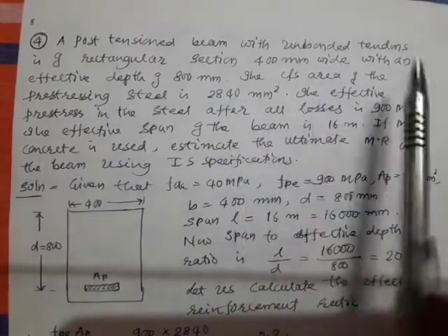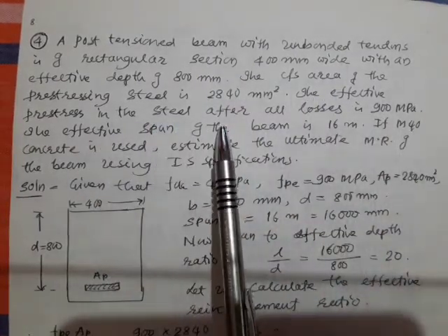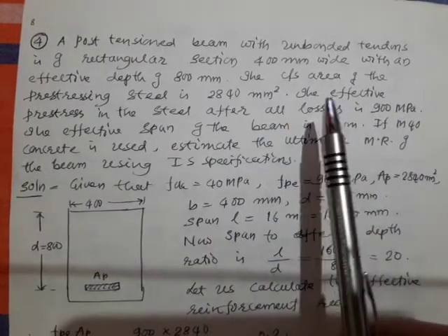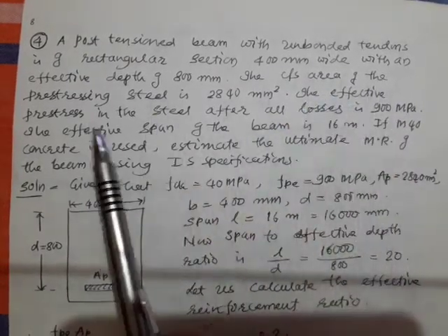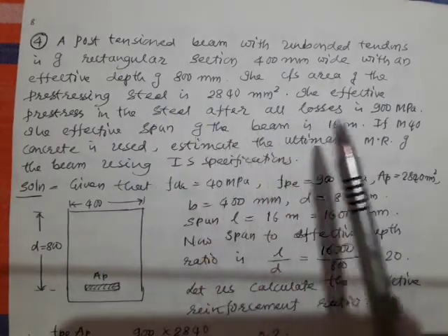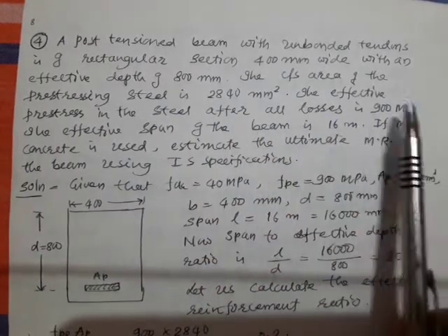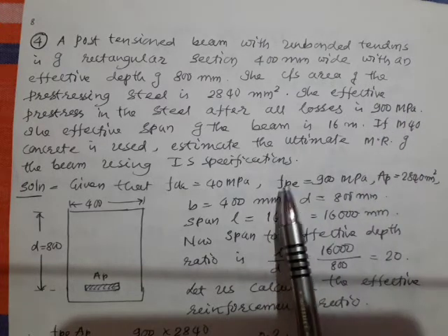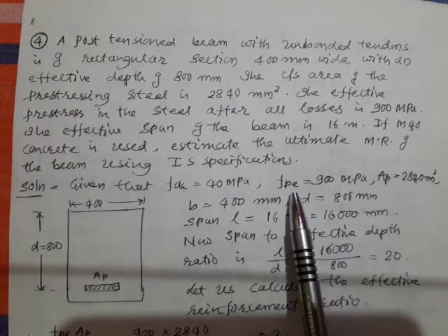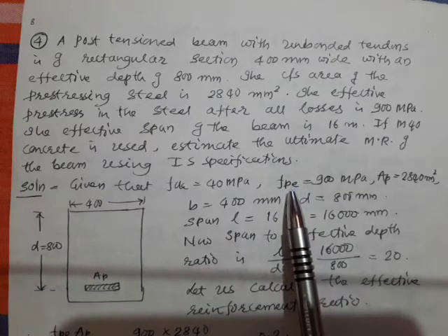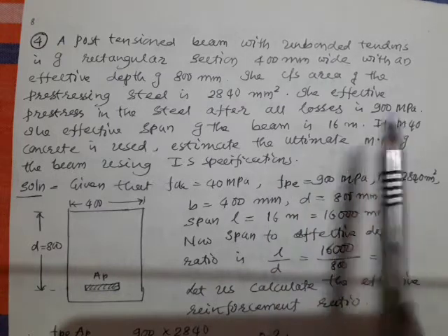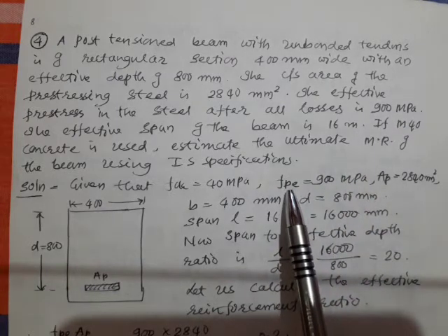The effective pre-stress in the steel after all the losses. Please remember, I will read this again. The effective pre-stress in the steel after all the losses is 900 MPa. In the sense, I will call this as FPE. After all the losses, the pre-stress in steel is found to be 900 MPa. So I will call this as FPE.